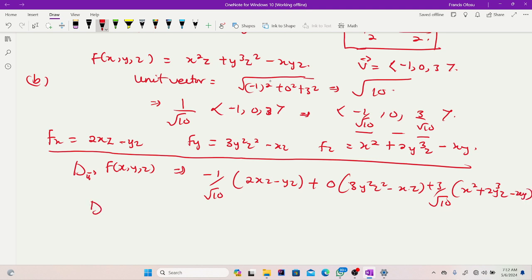So our directional derivative will simply be −1 over root 10 multiplying 2xz − yz, plus 3 over root 10 multiplying x² + 2y³ z − xy.